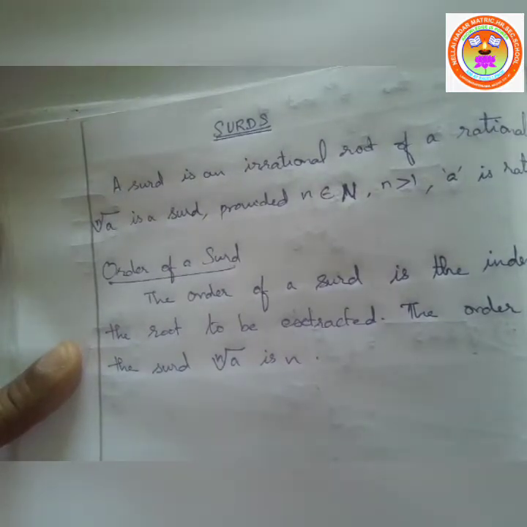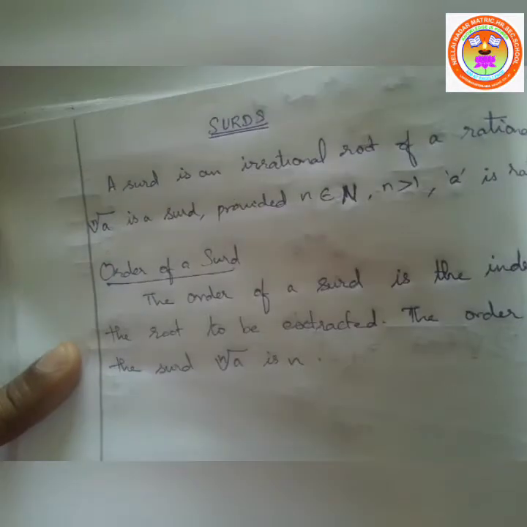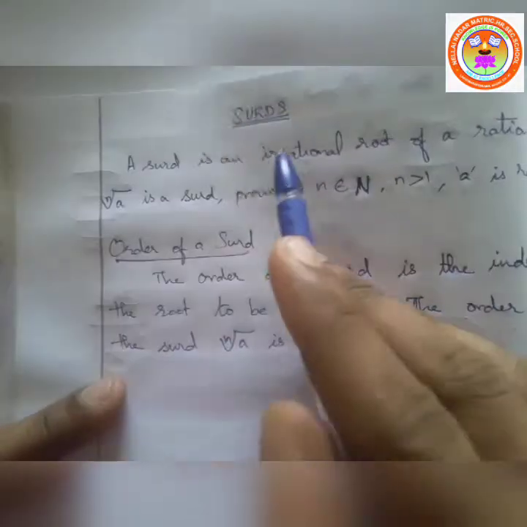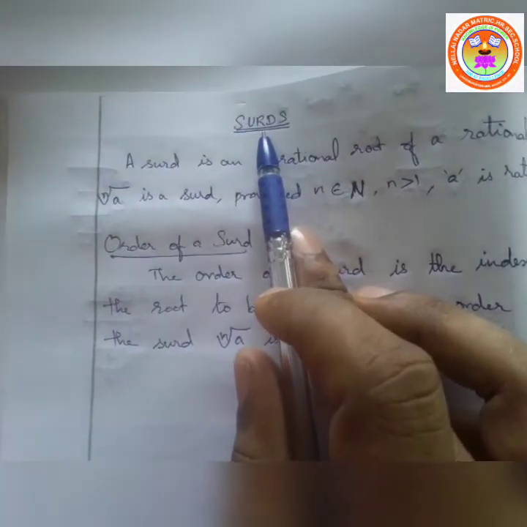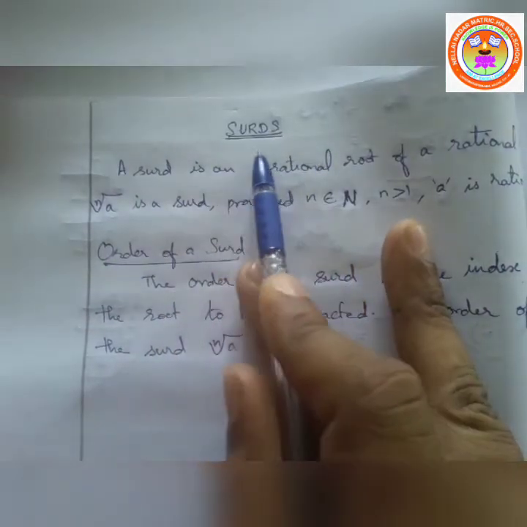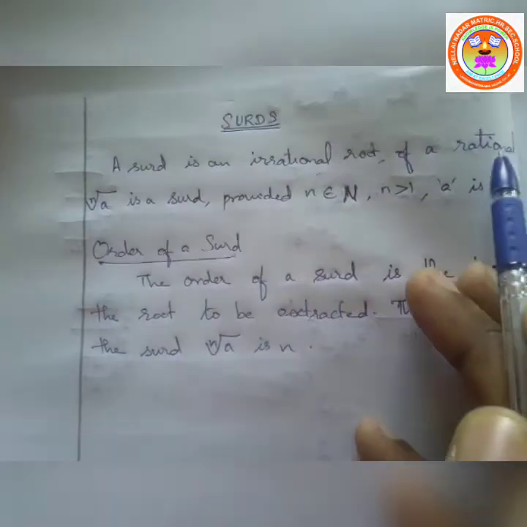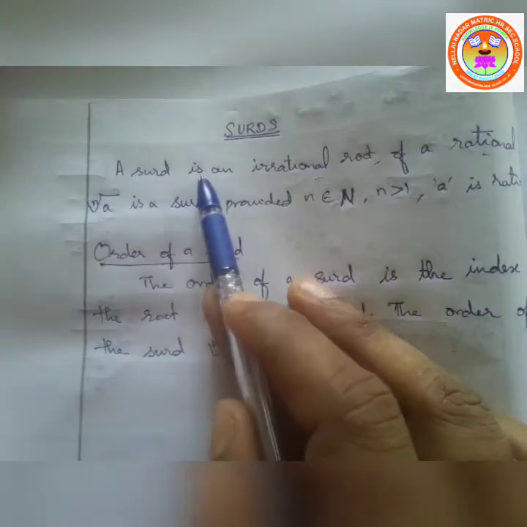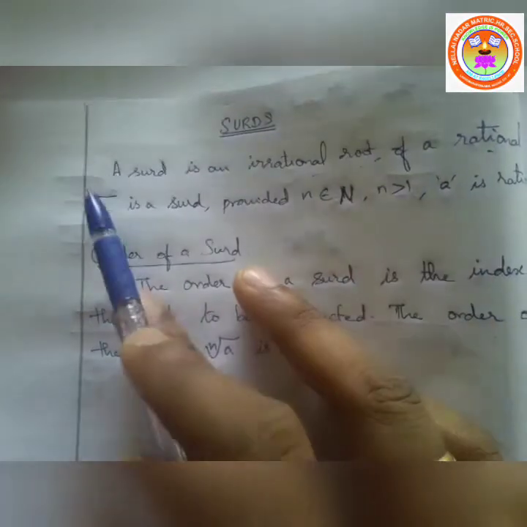As I said earlier in the last class, today we are going to start a new exercise that deals with surds. Now you are hearing the word surds for the first time, so you have to know what is meant by a surd. A surd is an irrational root of a rational number. Again I am repeating: a surd is an irrational root of a rational number.